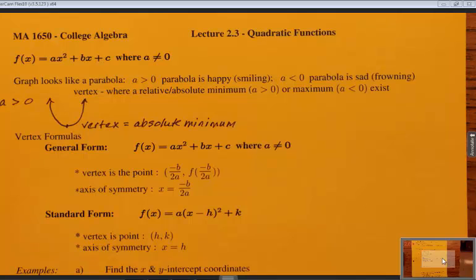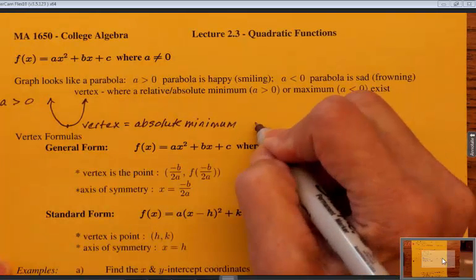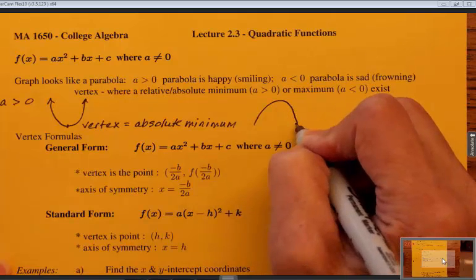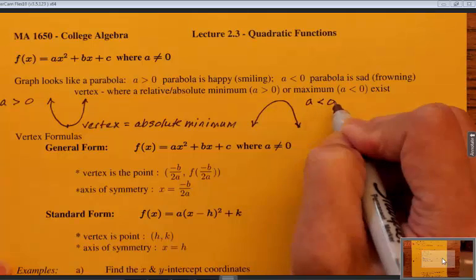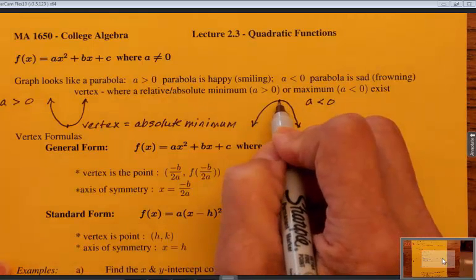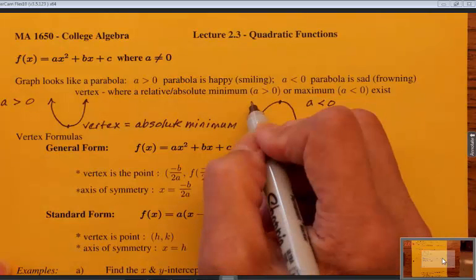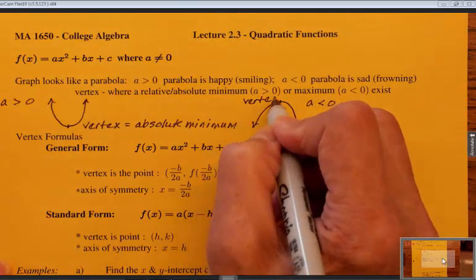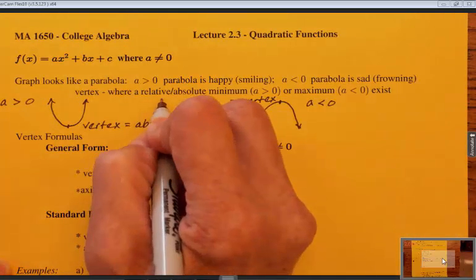If the coefficient of our a is negative, we're going to have a sad face. We're going to be opening down. This is for a less than 0. My vertex is going to be at the very top of the parabola. So that's going to be where the vertex is. And that vertex is going to be an absolute maximum.